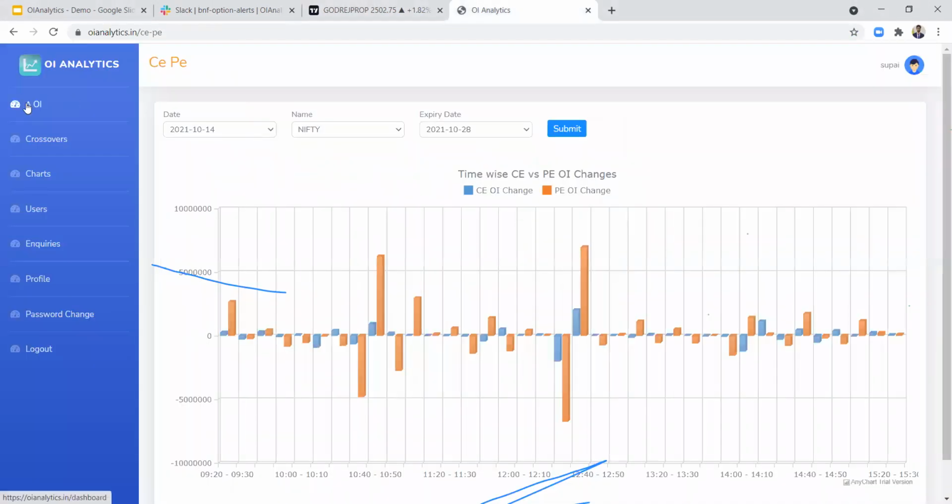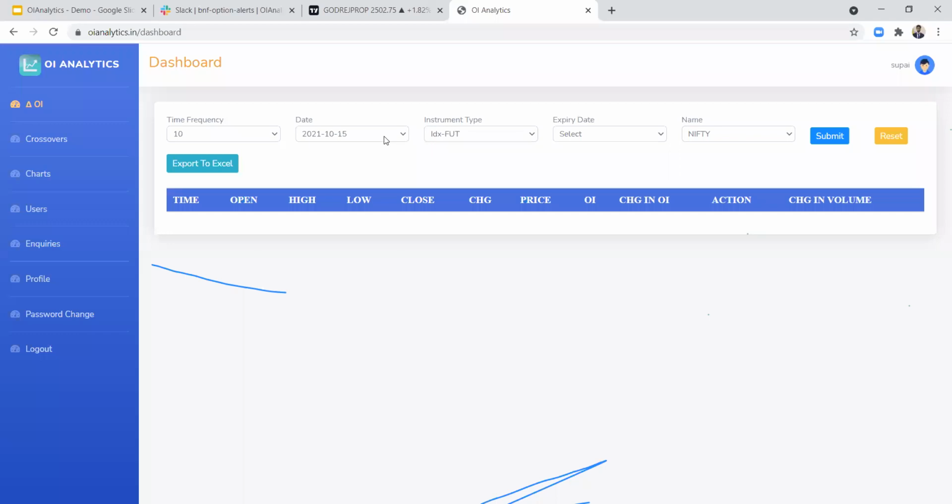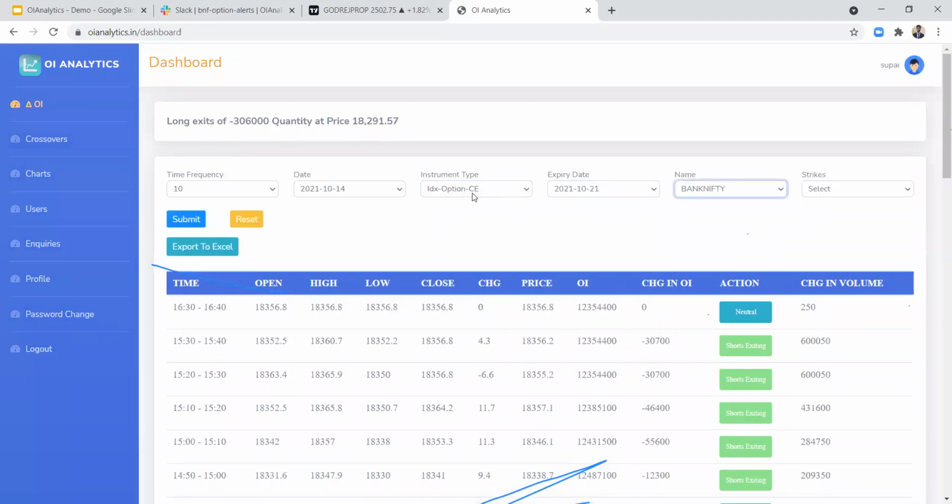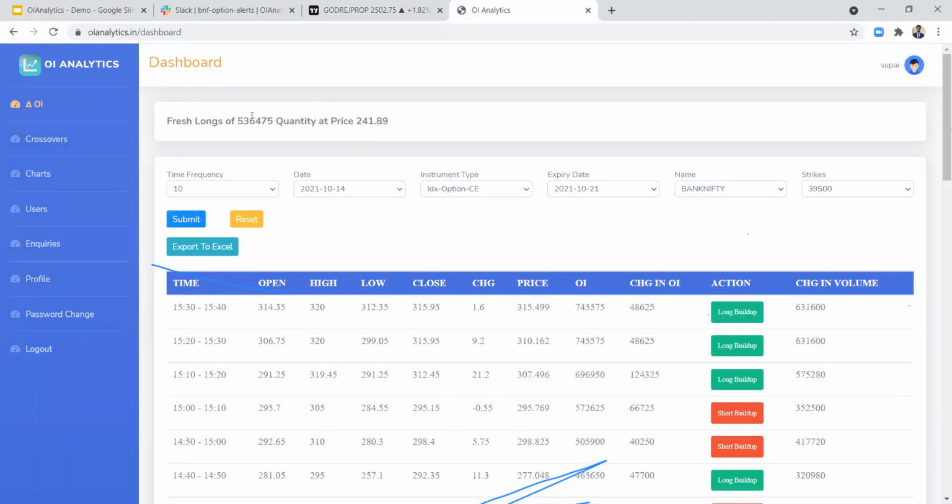So if you go to Delta OI here and you give a date of 14, because Friday was a holiday, and we give an expiry of 21st, and we give Bank Nifty 39,500. It will show a summary over here that 536,475 quantity got added at an average price of 241.89, and it shows as fresh longs, right?